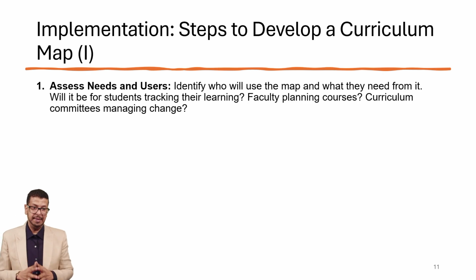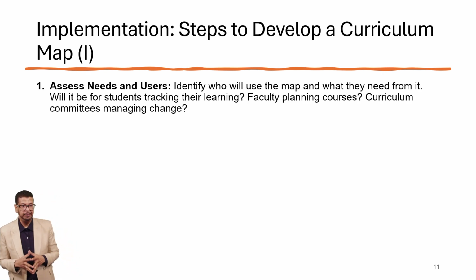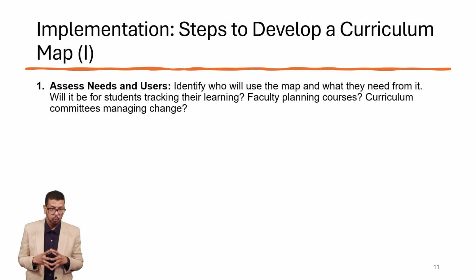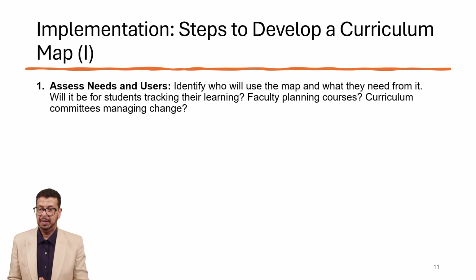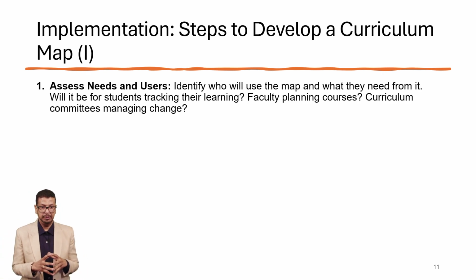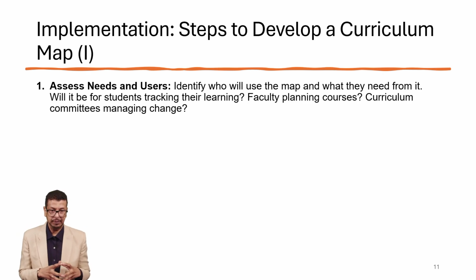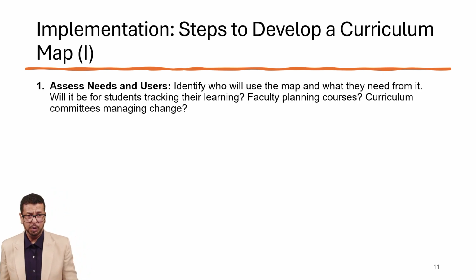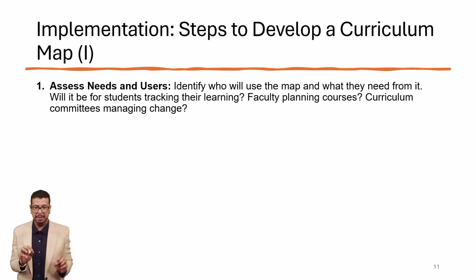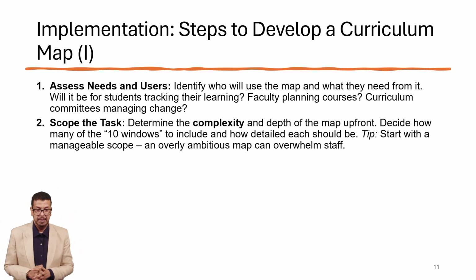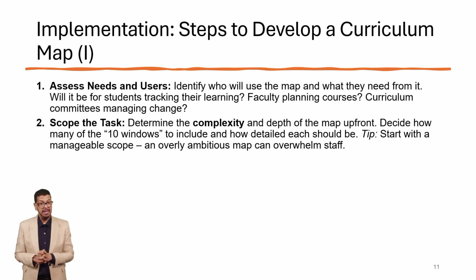So assessing the needs, we need to identify who will use the map and what they need from it. Will it be for students tracking their learning, or for faculty planning the course, or for the curriculum committee, or for all? This is very important because assessing the needs will help us to shape the map in a good way. Second step is scope of task.